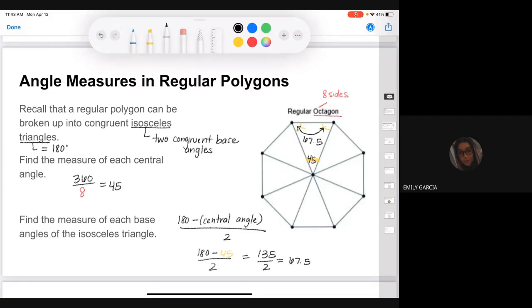Okay. Any questions about how I solved for the central angle here or how I solved for the base angle? Concerns? Okay, so that being said, now what I'm going to get into is how do I actually find the area of these regular polygons.